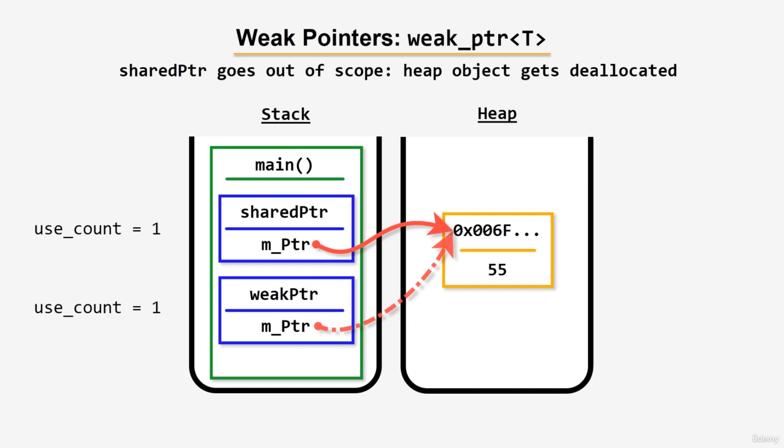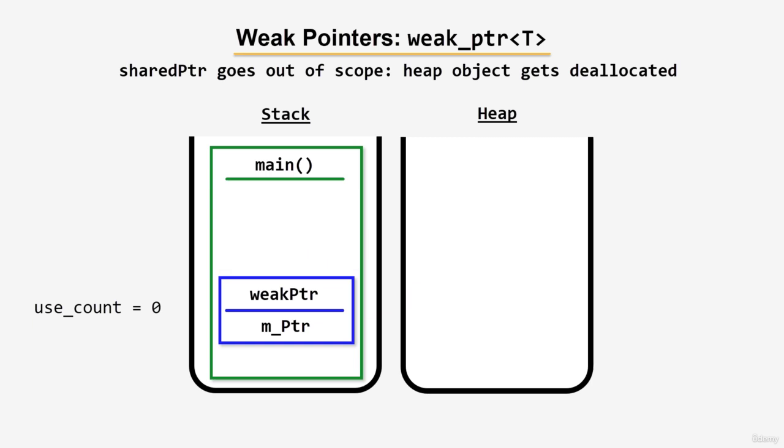If the weak pointer was some other shared pointer, then of course the use count or reference count would be 2 instead of 1 here. But again, because it's a weak pointer, the use count will be 1. Now, if the shared pointer should go out of scope, then we decrement the use count. So the use count will go down from 1 to 0, and because of that, we deallocate the heap object. As we can see here, the use count for the weak pointer is going to be 0 now, and we can actually check that using a use_count function on the weak pointer as well.